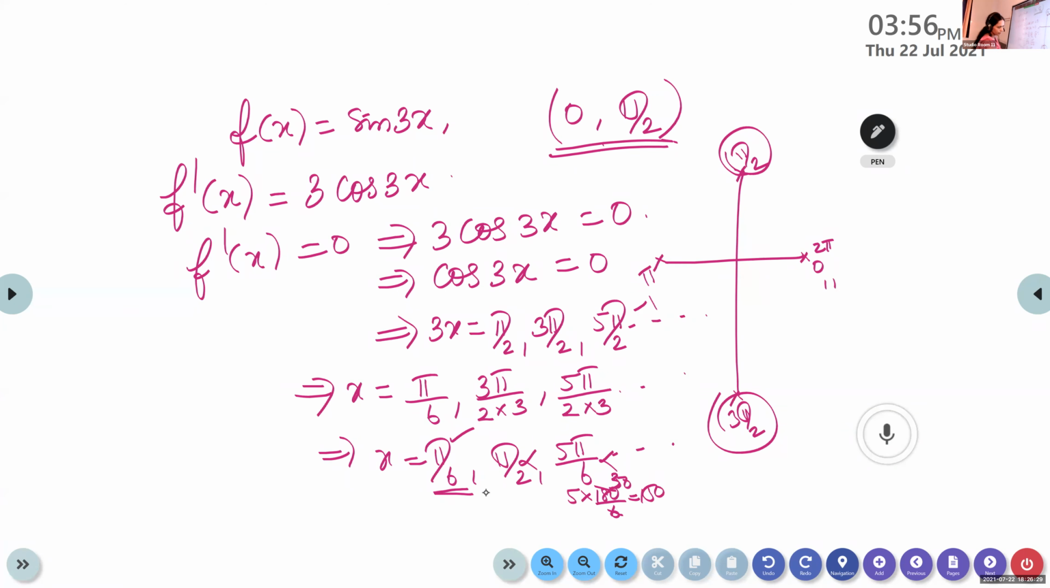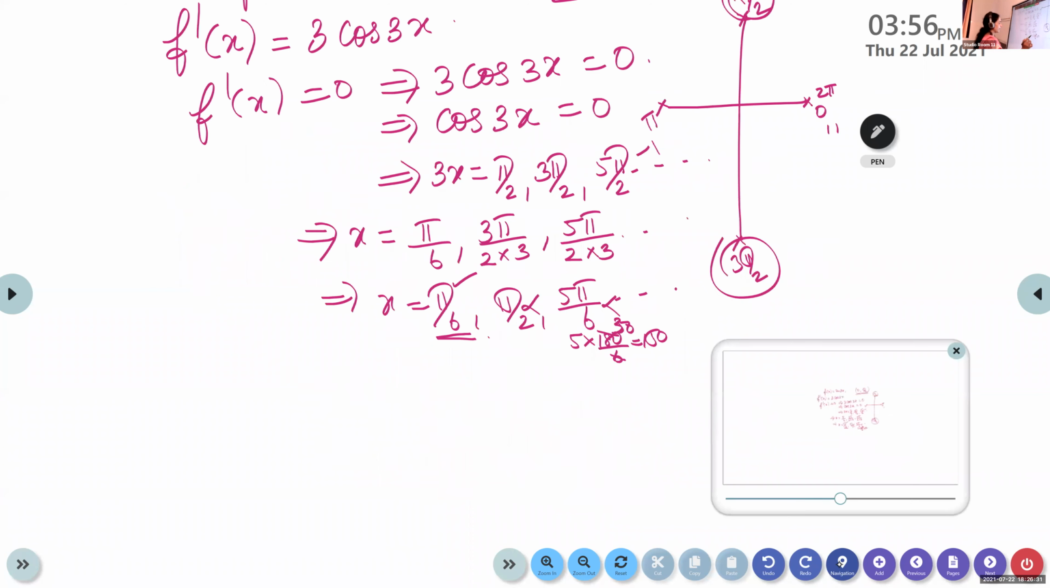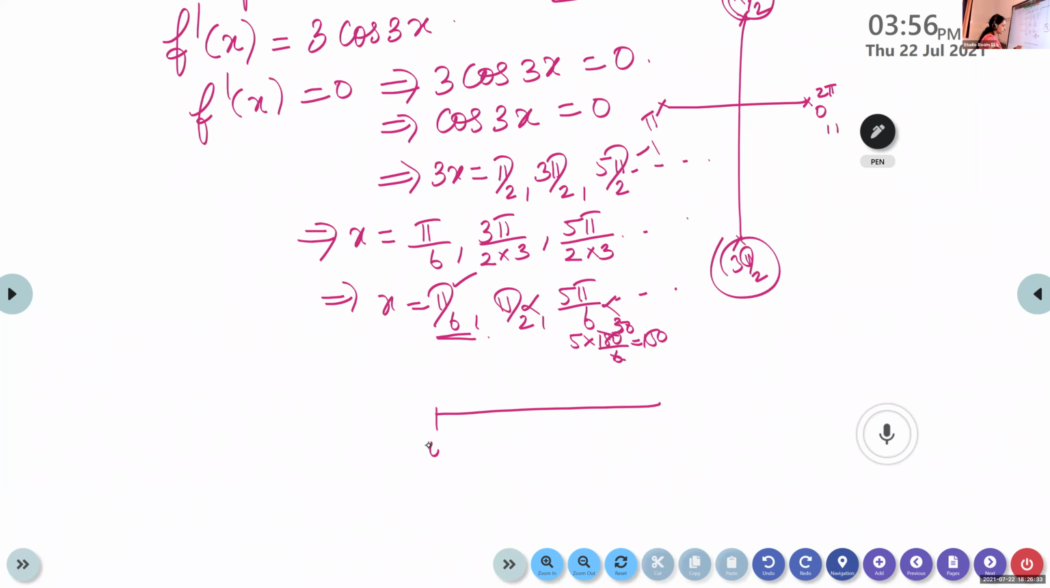Here, instead of the whole number line, it is from 0 to pi by 2. From 0 to pi by 2, we get the value pi by 6. So actually the interval is divided into two, 0 to pi by 6 and pi by 6 to pi by 2. Is it okay? So you take the first interval, 0 to pi by 6.